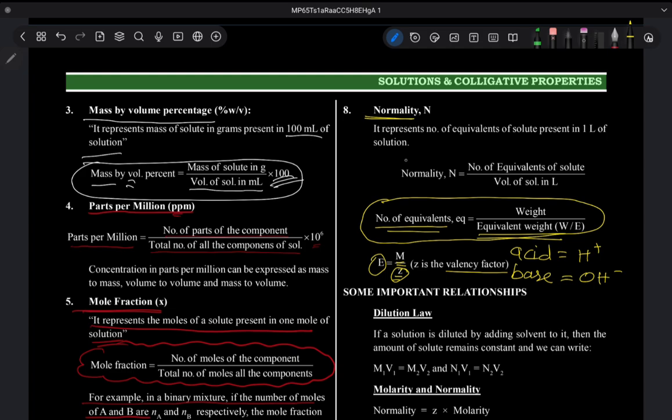And the last, let's talk about normality. It is a way to describe how strong a liquid is. It tells you how many of those active units, equivalents, are in 1 liter of the liquid, and its formula is normality equals number of equivalents of solute divided by volume of solution in liters.